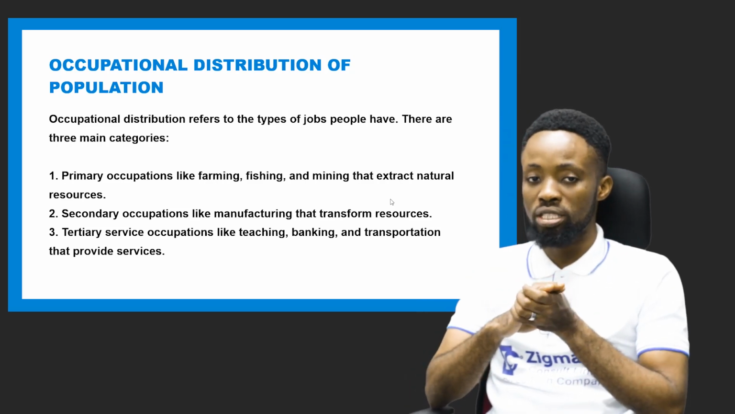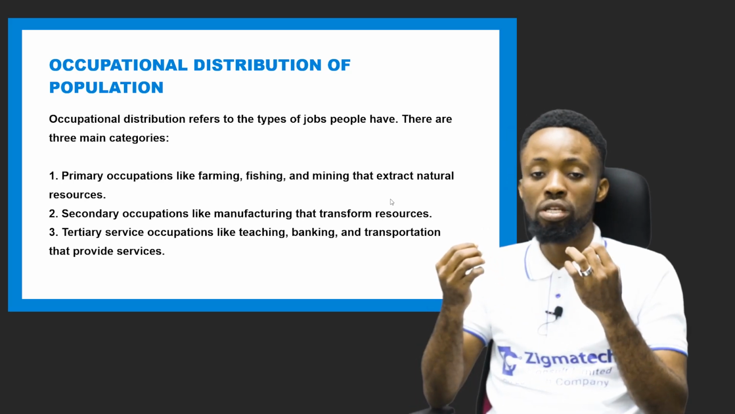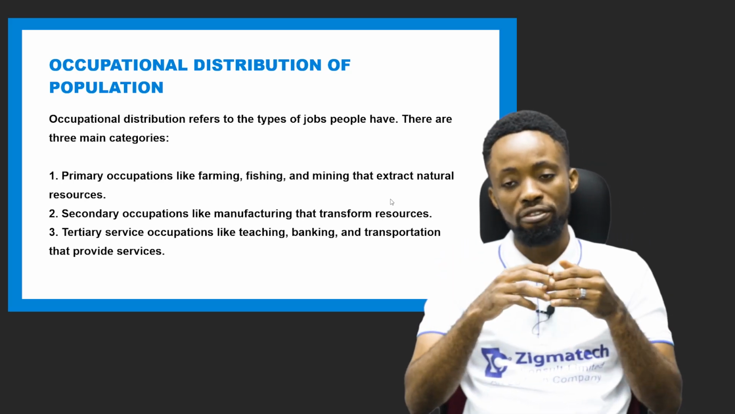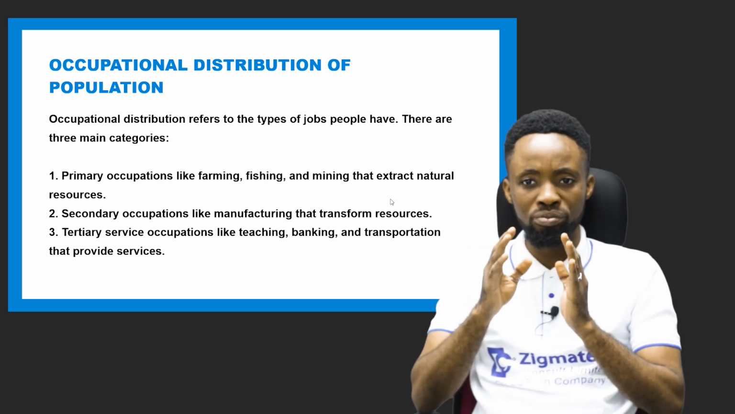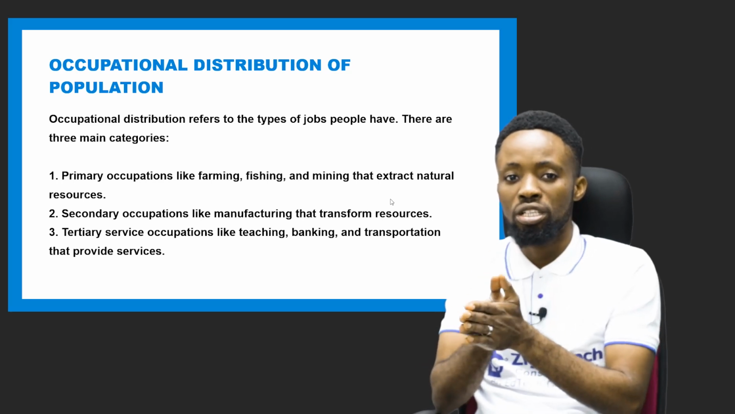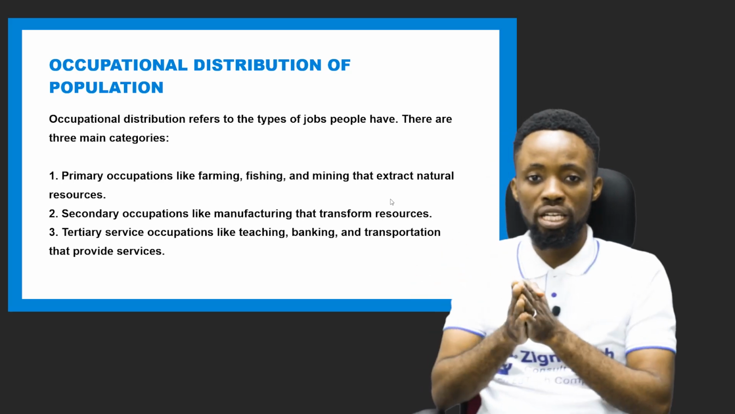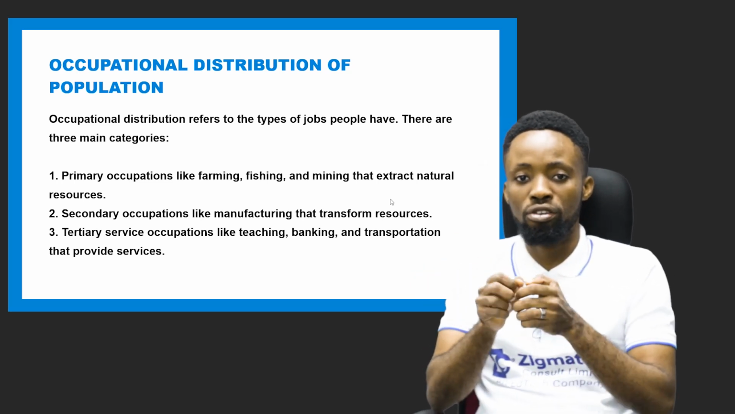The first one is seen as the primary occupation, and they include things like farming, fishing, and mining. In this sector, they actually engage with nature. They get their resources from nature, and they produce everything they get from what? From nature.